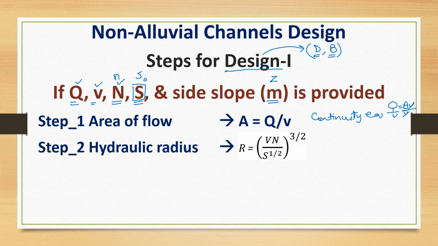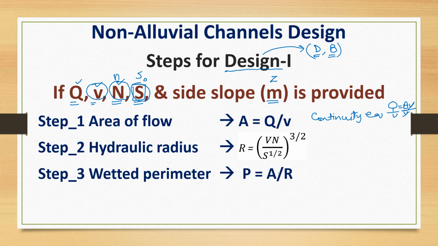So how can we determine hydraulic radius? It will be like this one. R is equal to, V, velocity of flow, N is the Manning's roughness coefficient, this is given. S is the bed slope, this is also given in the question. So we will use these three values algebraically in this equation, and we will get the value of R. Now we have got the value of A and R, and we can get the value of P, wetted perimeter, as hydraulic radius is equal to A by P.